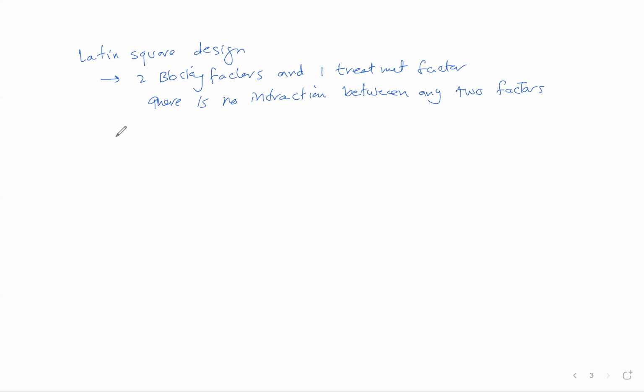So what about the statistical model? The statistical model is: I for the first treatment factor, J for the first blocking factor, K for the second blocking factor, Y_ijk equals mu plus tau_i, the effect of the treatment factor, plus alpha_j plus beta_k, or you can use any notation, but you need to use three different notations, plus epsilon_ijk.